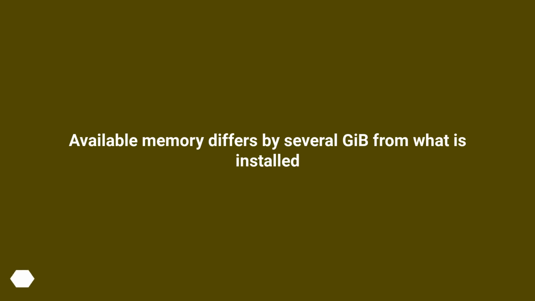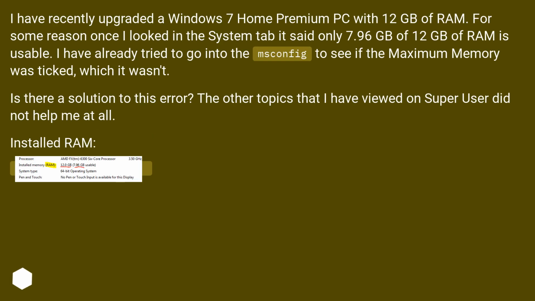Available memory differs by several GiB from what is installed. I have recently upgraded a Windows 7 Home Premium PC with 12 GB of RAM. For some reason once I looked in the System tab it said only 7.96 GB of 12 GB of RAM is usable. I have already tried to go into the config to see if the maximum memory was ticked, which it wasn't. Is there a solution to this error?